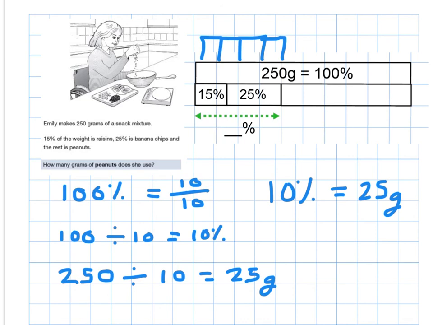Hopefully you've got enough clues now to go away and be detectives of your own and work out the final answer to this problem. Good luck!